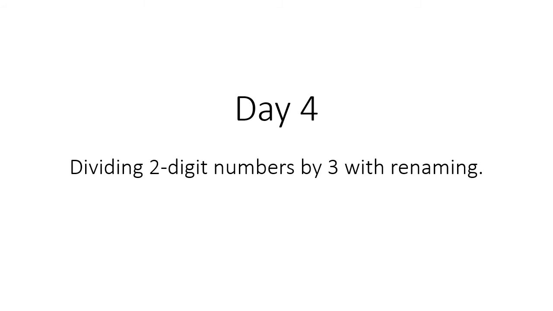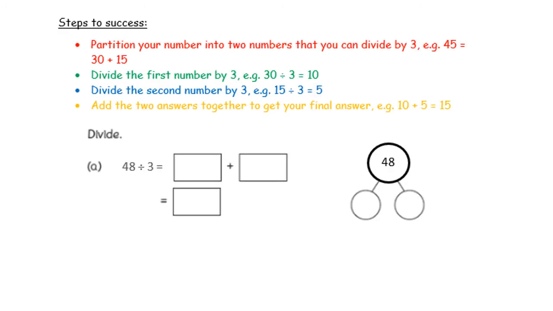Moving on to day 4, and today we are again dividing two-digit numbers, but we're doing it by 3 today with our renaming. Okay, so again, we've got numbers today that if we partition it into our tens and ones, it's quite difficult because then we can't divide them by 3, okay? So we've got to partition it into two numbers that we know we can divide by 3.